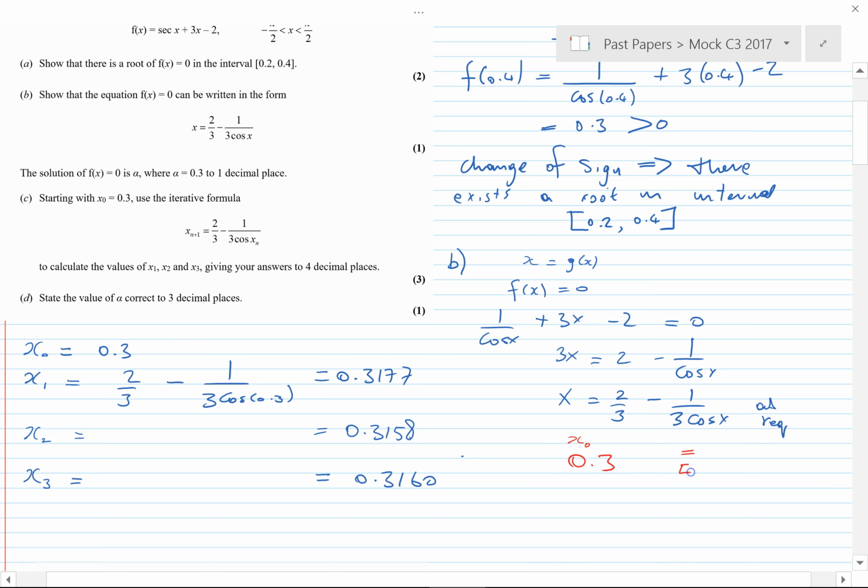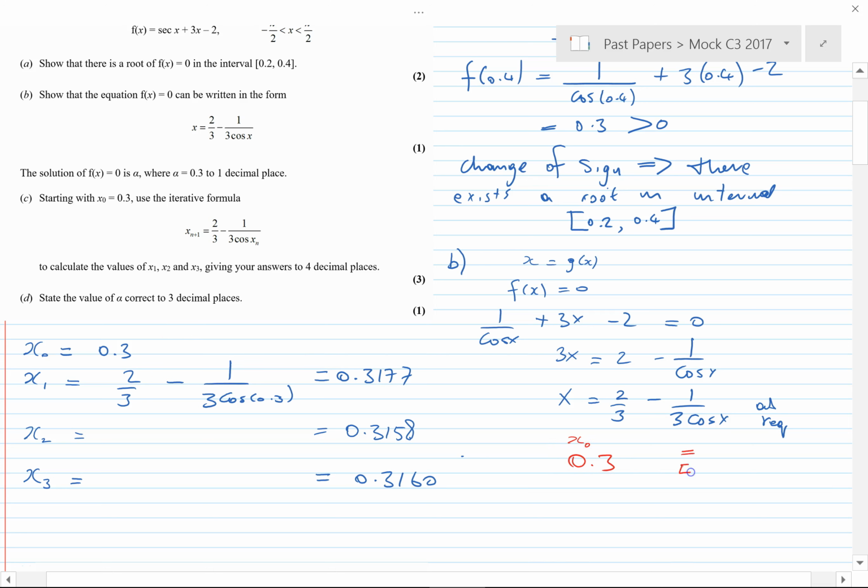So you write that in, and then type 2/3 minus 1 over 3 cos answer. And then repeat the equals or execute to get successive approximations for x. And that will do it.